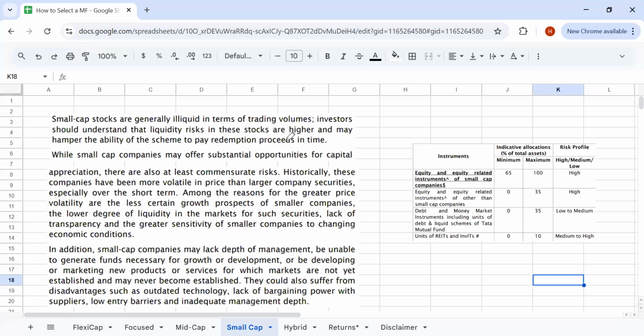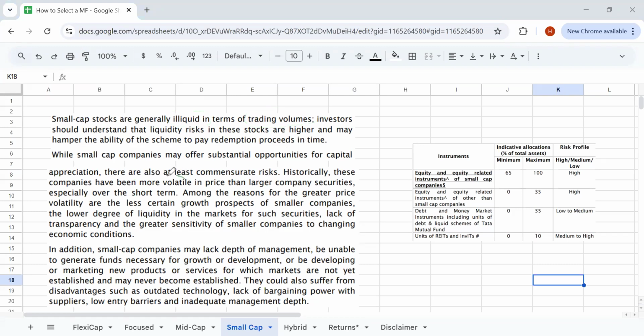Next we shall go to the small cap scheme. So here, let's look at the risk highlighted by the fund manager himself. This is from the same key information memorandum. So here the fund manager is saying it is highly liquid, right? Trading volumes is the other one which he is highlighting. And then there can be a huge amount of volatility.